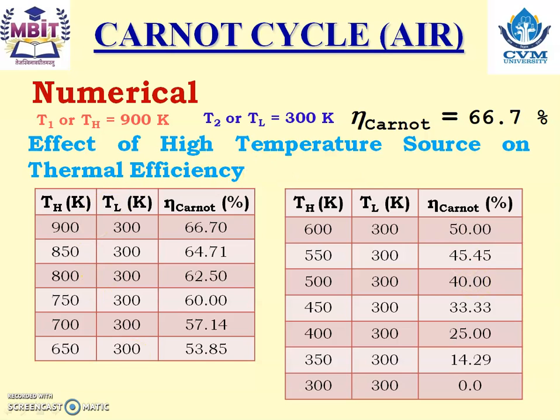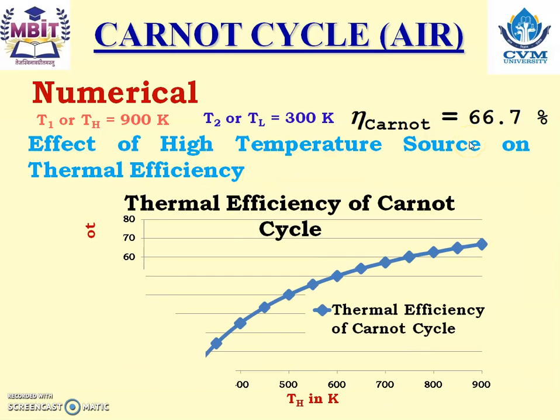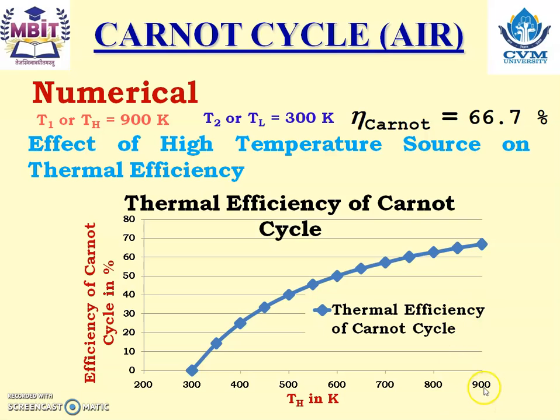Now let us represent this fact using the graph. So this one is the graph. If the heat source temperature reduces, its efficiency also reduces. Or in other words, if the heat source temperature is increased, efficiency of Carnot cycle also increases.